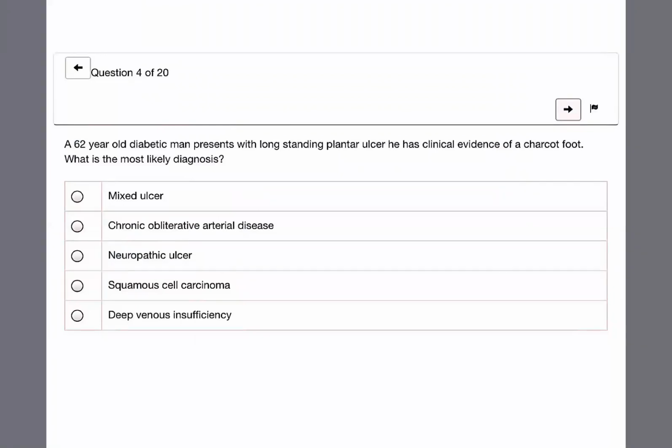Okay. Next question. Dr. Ibrahim, one more. A 60 years old diabetic man presents with a long-standing plantar ulcer and has clinical evidence of Charcot foot. What's the most likely diagnosis? Mixed ulcer, chronic obliterative arterial disease, neuropathic ulcer, squamous cell carcinoma, venous insufficiency. The neuropathic ulcer has long-standing plantar ulcer, this is the area, and Charcot foot. Exactly, this is a neuropathic ulcer. Diabetic neuropathy will cause the neuropathic ulcer and will cause the Charcot foot.